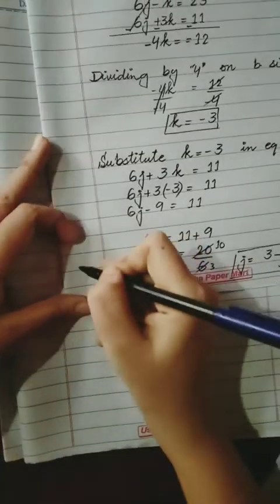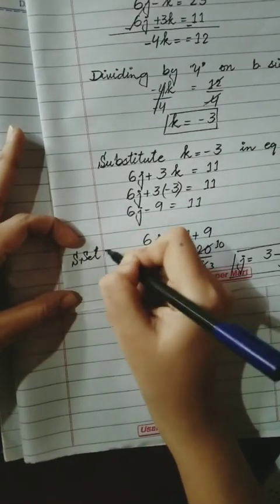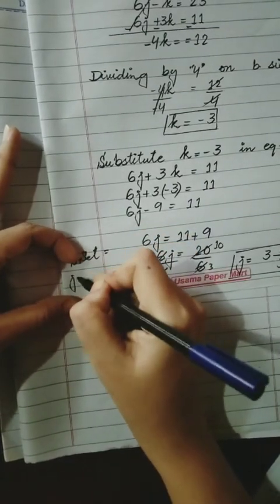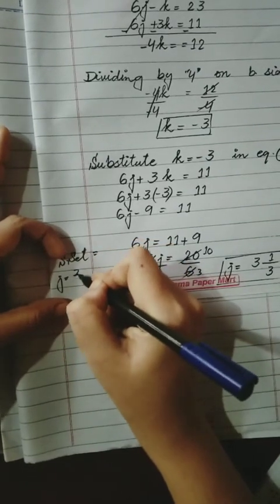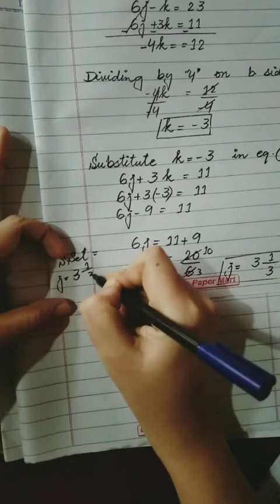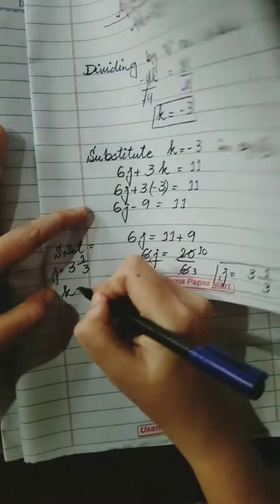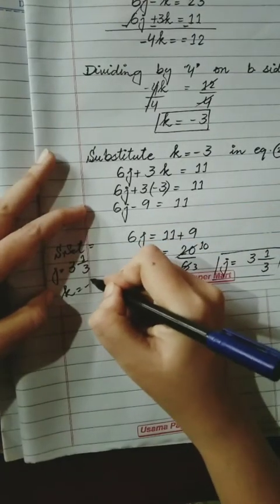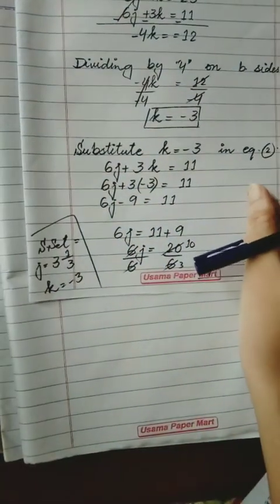Our solution set will be j is equal to 3 whole 1 by 3, and k is equal to minus 3. Fine, this is our solution set.